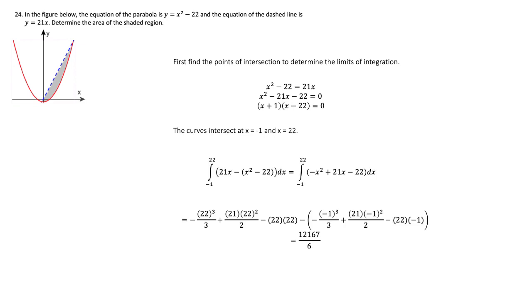Replacing everything with negative 1 and 22 and using our formula for calculating this, we get that this is 12,167 divided by 6. Again, this is a rather lengthy calculation, so I would encourage you to pause the video and check that you can get to the same answer as I have.